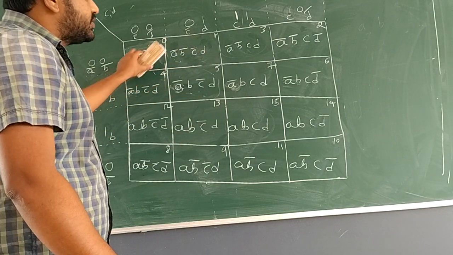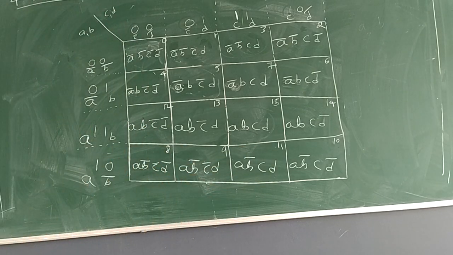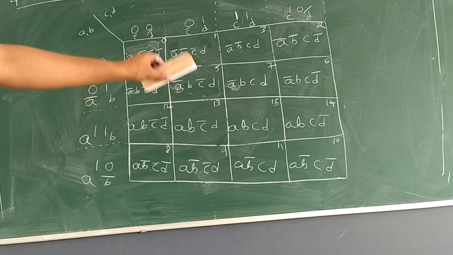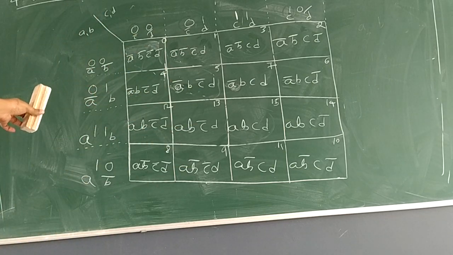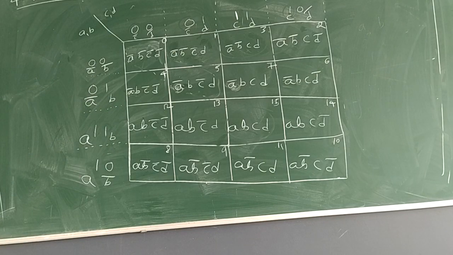So this is the layout of the K-map for 4 variables. This is the introductory part. Slowly we will take problems one by one.